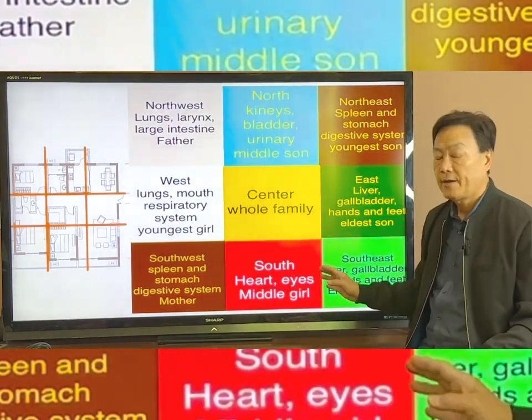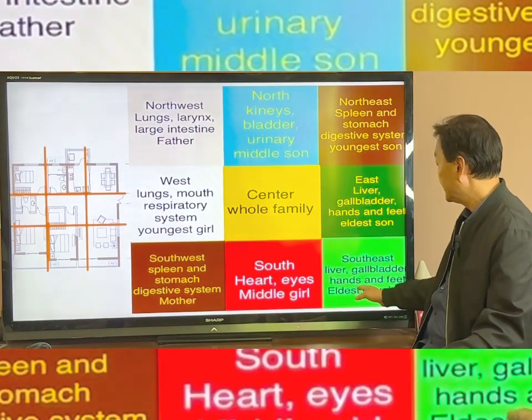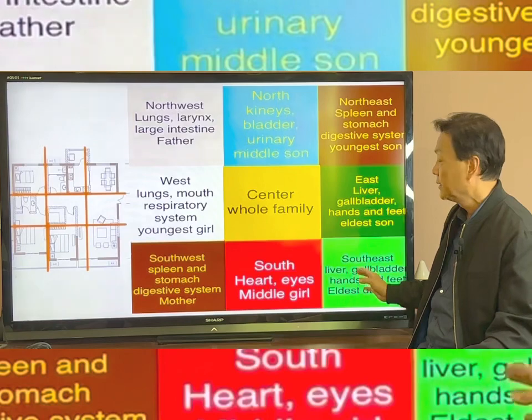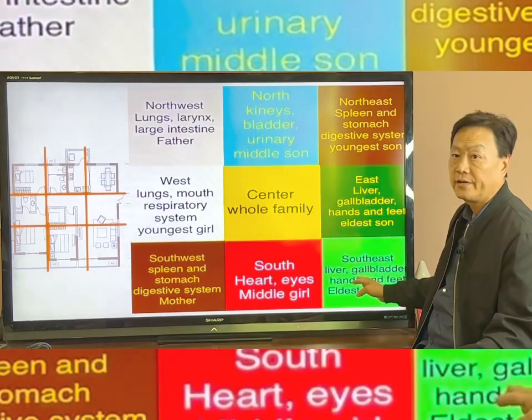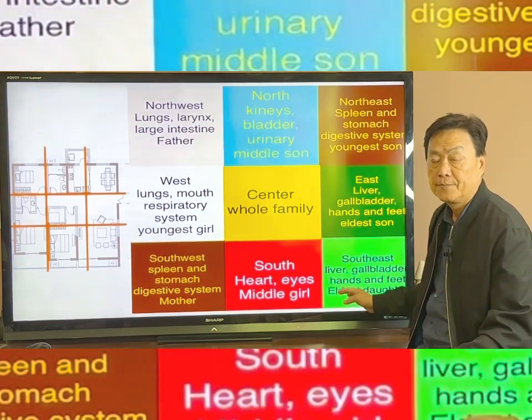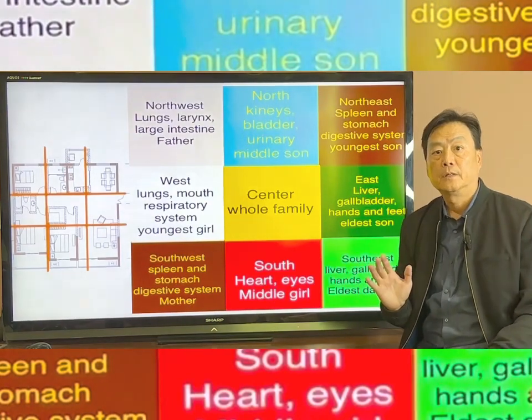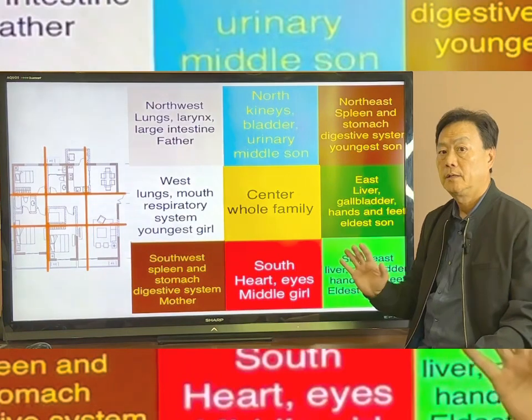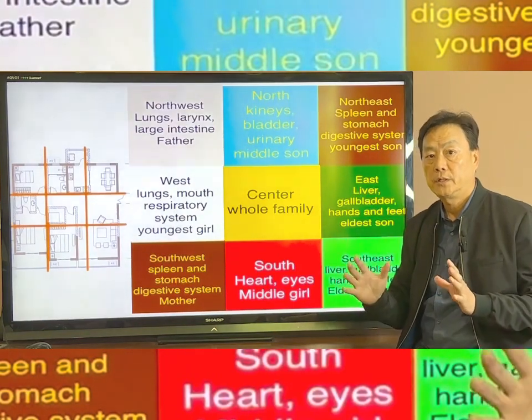Southeast is a wood element that represents the eldest daughter, which is the first daughter. Southeast will affect the liver if you're missing it. I think online a lot of people say southeast is the wealthy corner, the wealthy location.